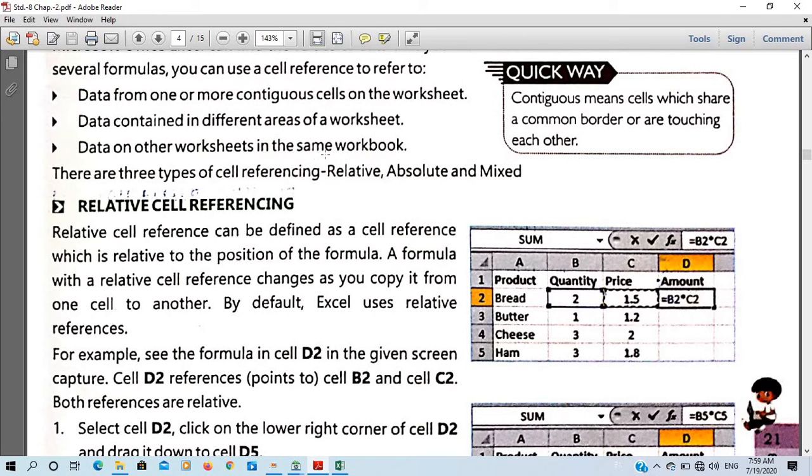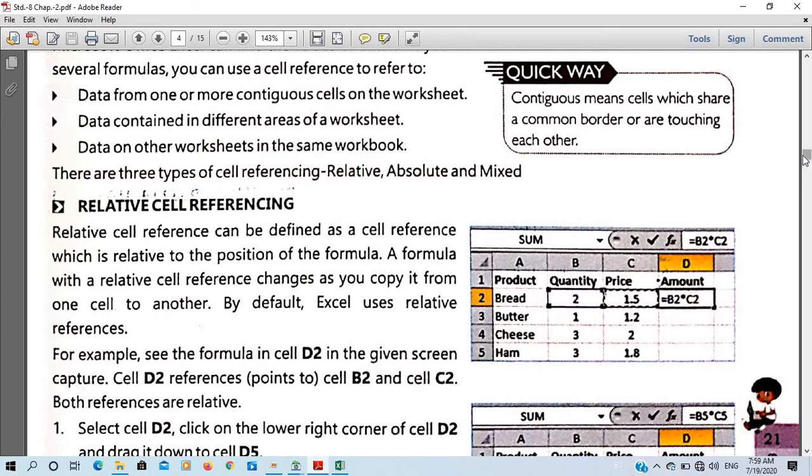data on the other sheet in the same workbook. एक ही वर्कबुक में है, दूसरे सीट में है, देन आप उसको यहाँ से फेच कर सकते हो, वहाँ से आप रेफर कर सकते हो और अपने कैलकुलेशन में ऐड कर सकते हो. These are the 3 things that you are doing when you are doing cell referencing.